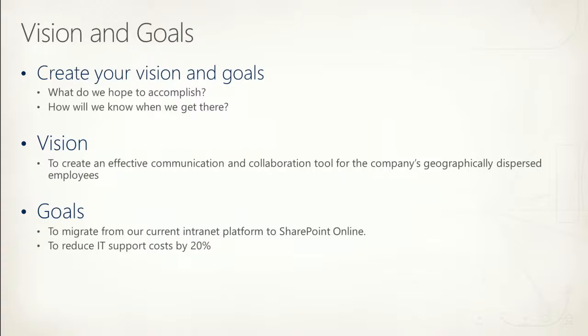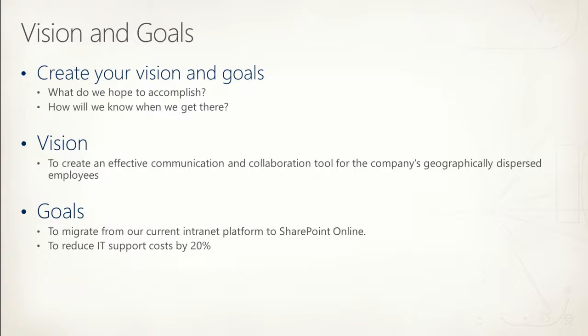When you think about vision statements or goals, I have a couple of examples here. For vision: create an effective communication and collaboration tool for the company's geographically dispersed employees. Your vision is going to be unique to your organization, but it's a big overarching statement. Ideally, you want to make sure that any design decisions you make throughout your entire project are in line with that big vision. From there, the goals you create should be specific as well, and should ultimately support your vision.